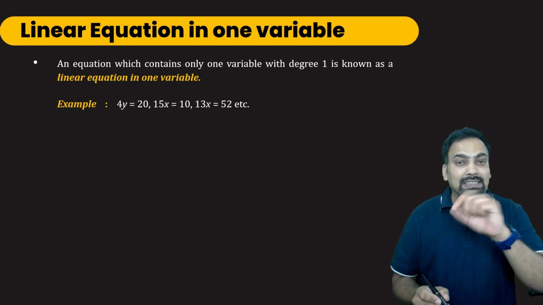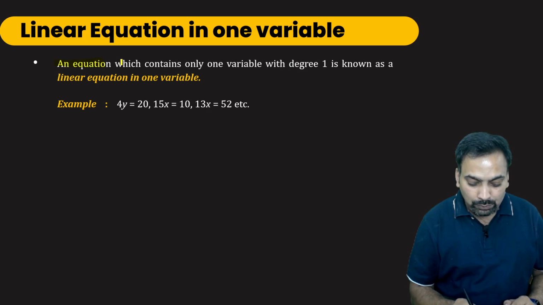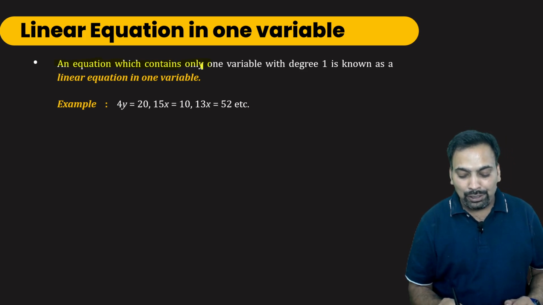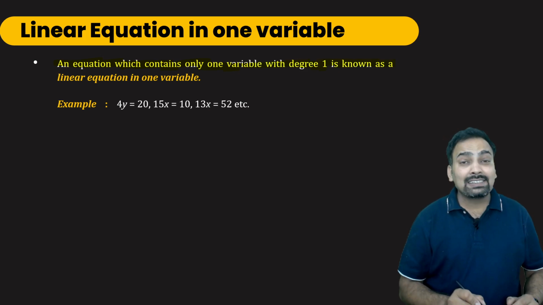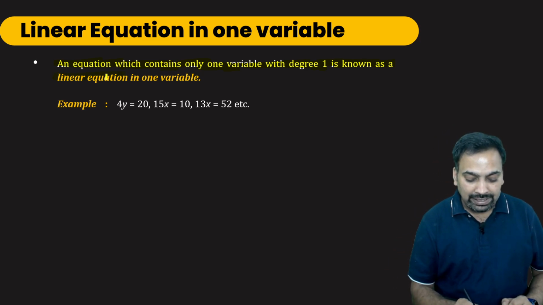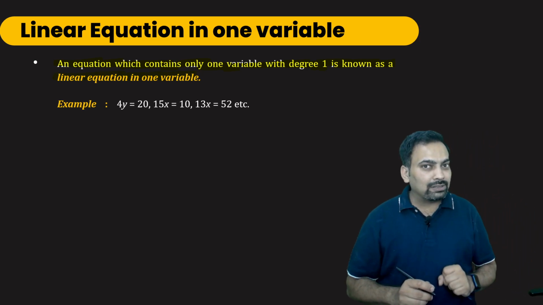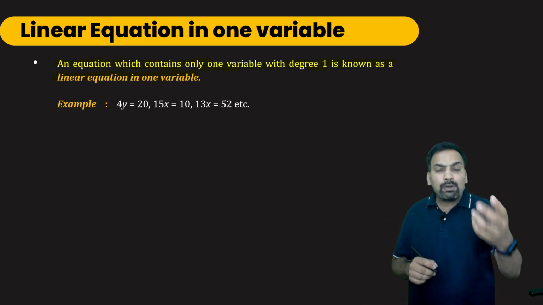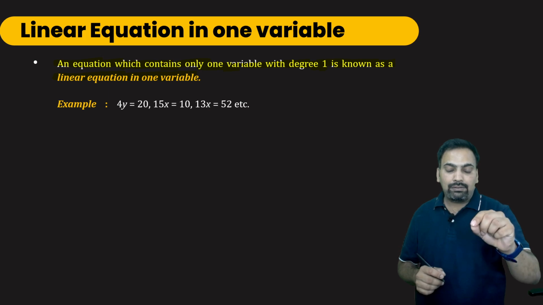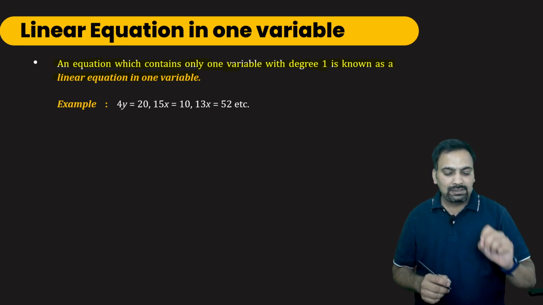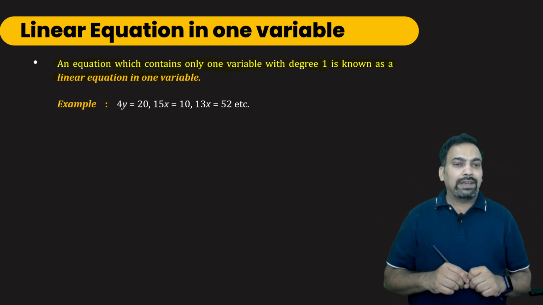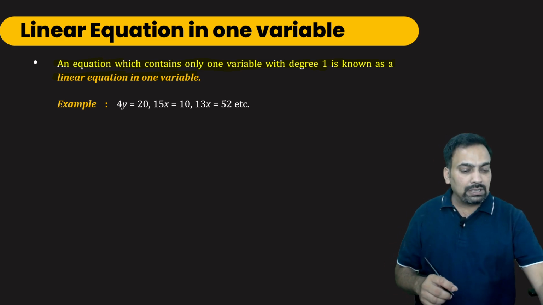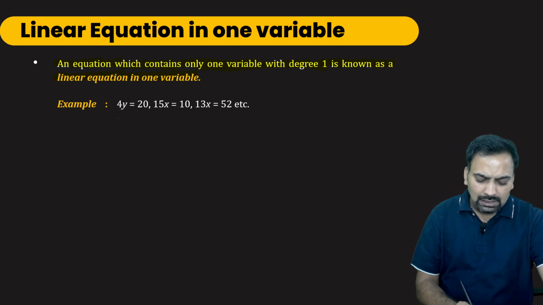So let's see the definition. An equation which contains only one variable with degree 1 is known as a linear equation in one variable. I hope you understood this definition. That type of equation which has degree 1 and contains only one variable is called a linear equation in one variable. Let's understand with an example. We have 4y is equal to 20.